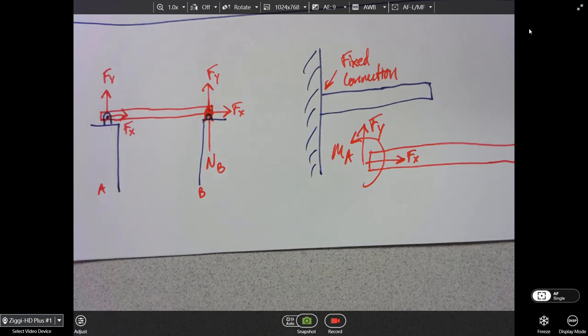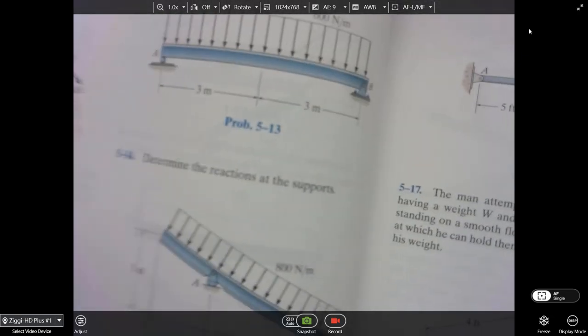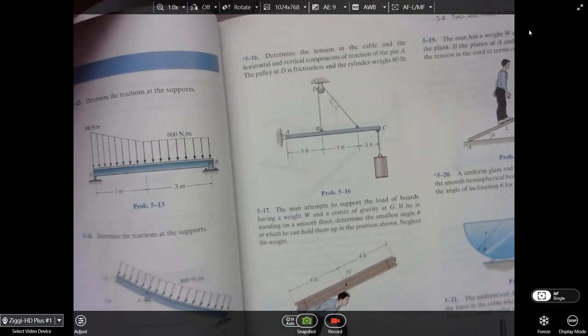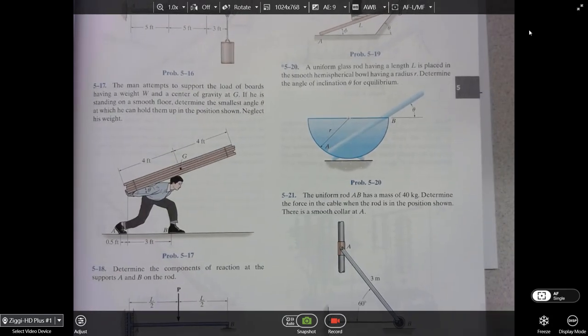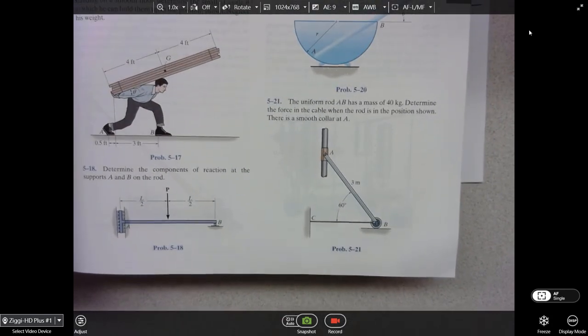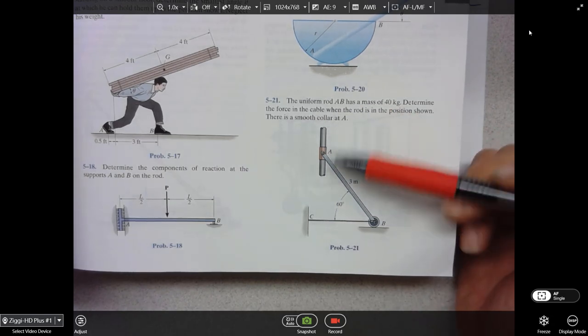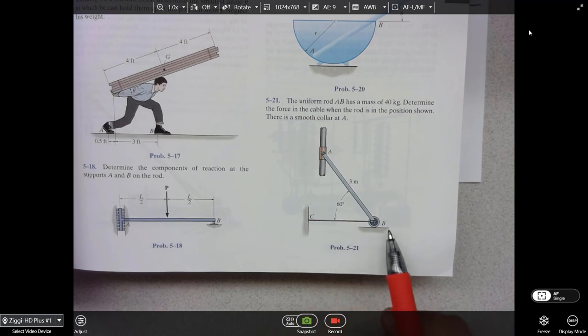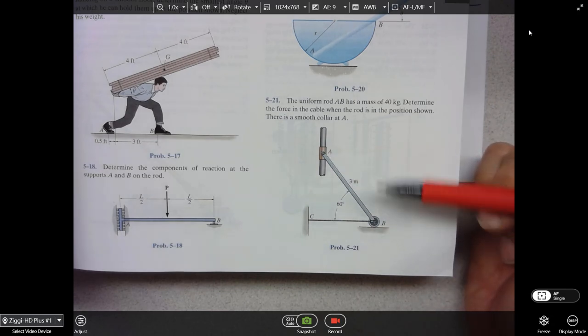Okay, so without doing free body diagrams, let's just think here. What types of forces? If I asked you to draw a free body diagram of 521 here, it's a rod that moves up and down on A, right? And then it's a roller at B and a cord at C. So if we were drawing the free body diagram of link AB, what would it look like at A?